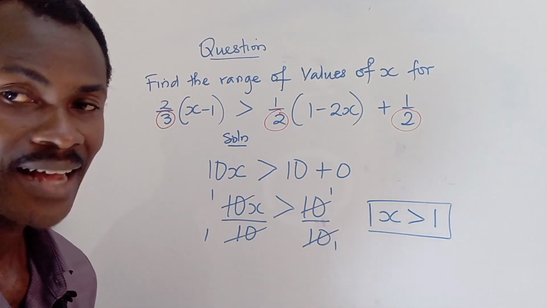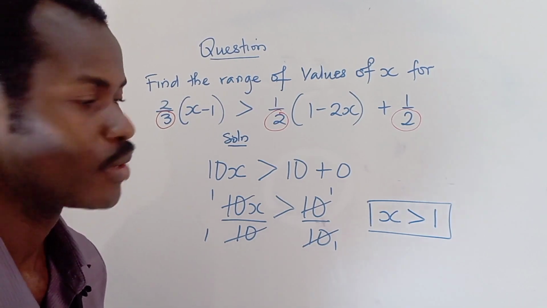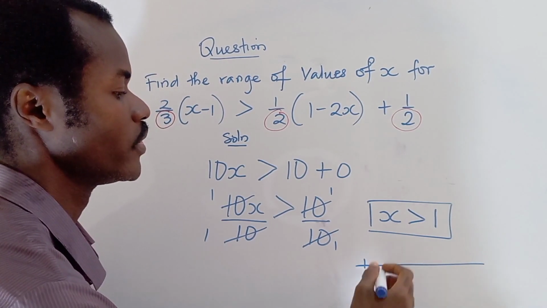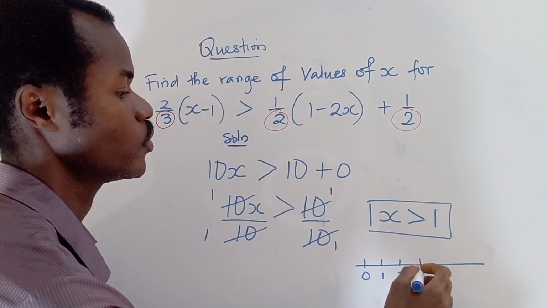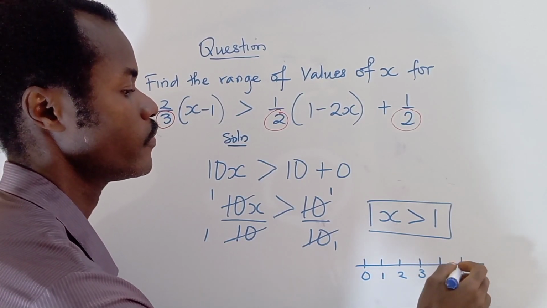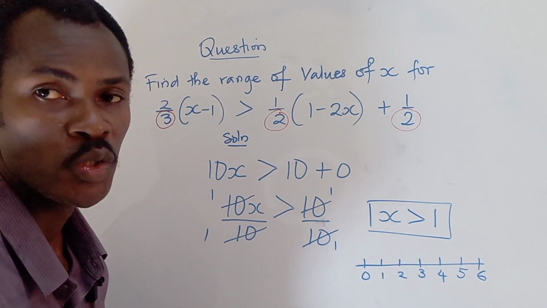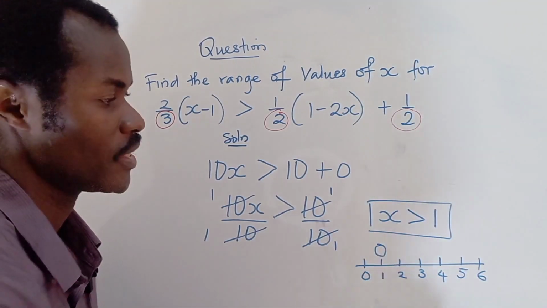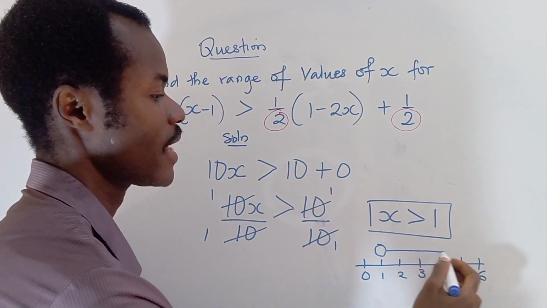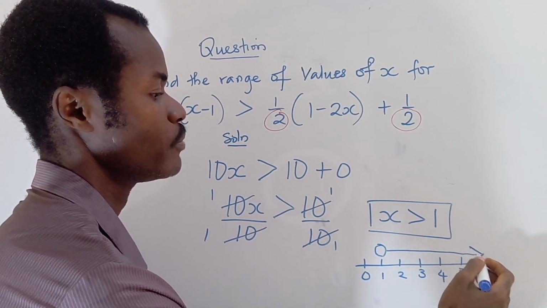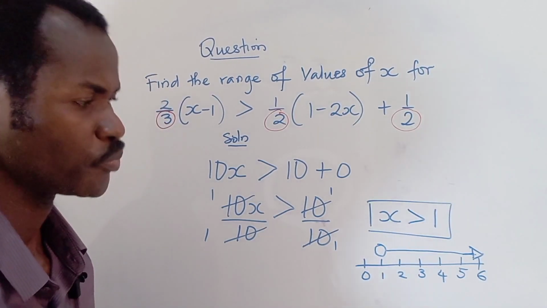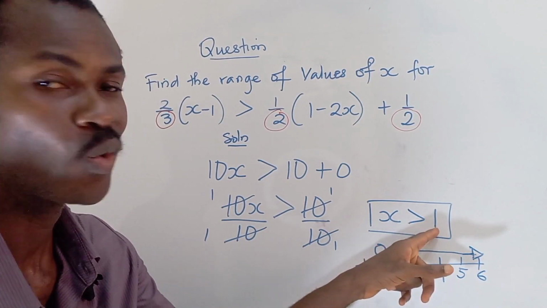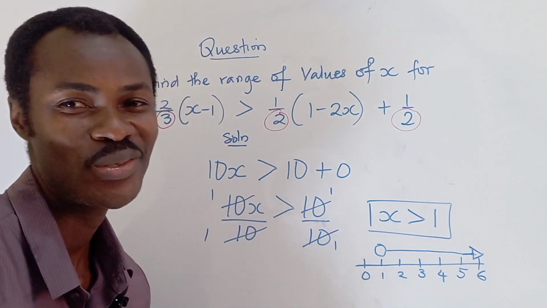Now, you may also be asked to represent this on a number line. All you need to do is draw the number line. You have 0, 1, 2, 3, 4, 5, 6, and so on. So you identify the 1 here and put a circle there. Now the arrow is pointing this way, so we'll draw a line going this way and put our arrow this way. So this number line represents our x is greater than 1. That gives us a simple solution to this problem.